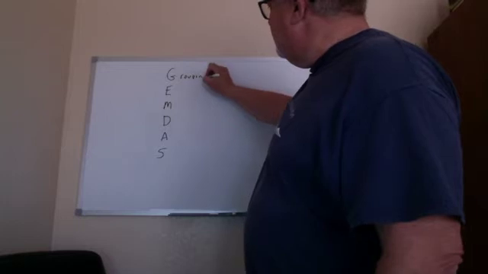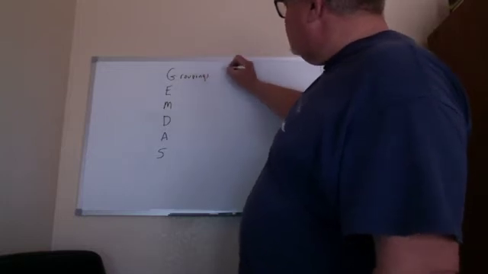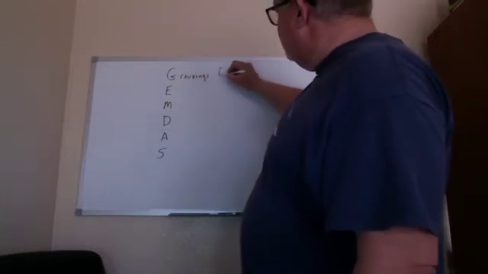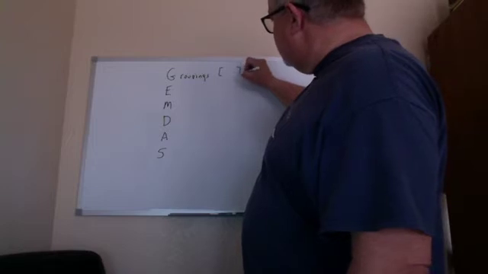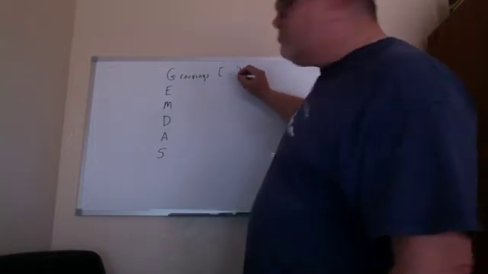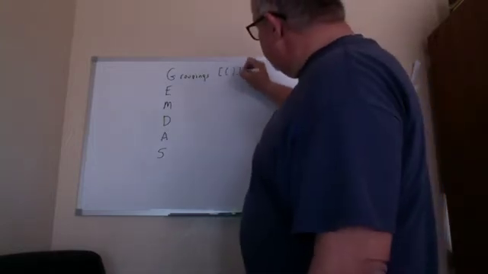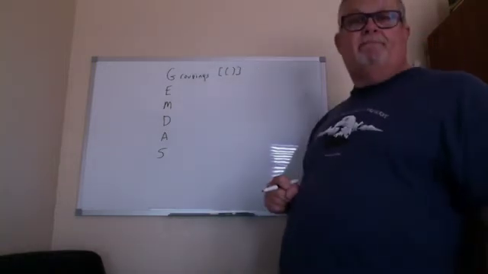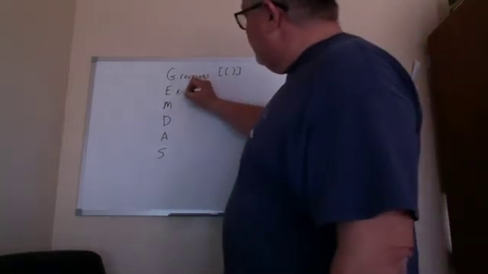Groupings. Groupings are things like brackets. Those are those kind of square brackets that you see. And sometimes inside of square brackets, you can see things in parentheses. Okay? E stands for exponents.